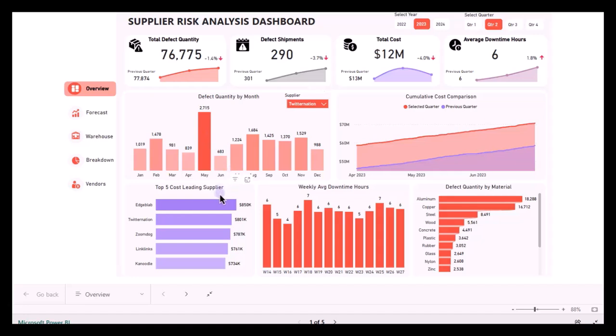Moving forward, we have top 5 leading suppliers. Here, EdgeLab and Twitter Nation are leading, and they are taking most of our cost. Prioritizing improving quality with these vendors or consider alternative suppliers to reduce expenses.